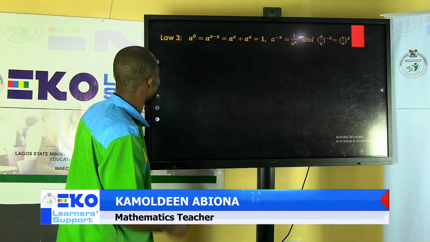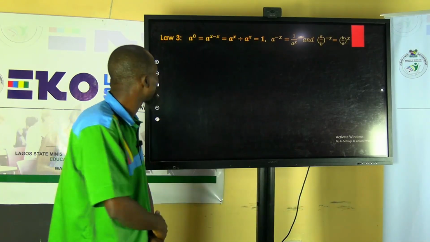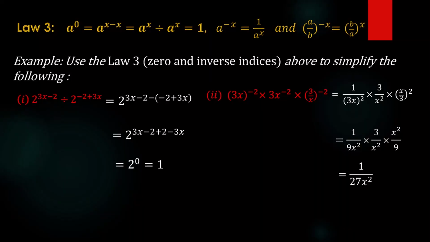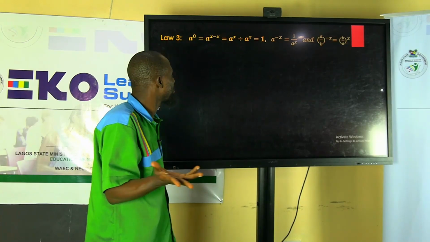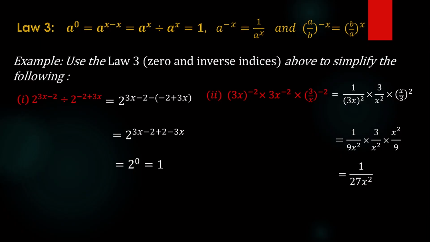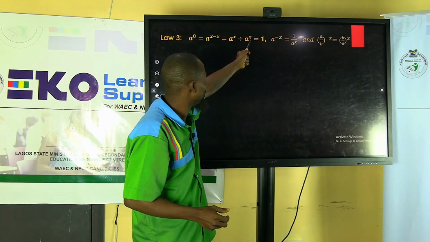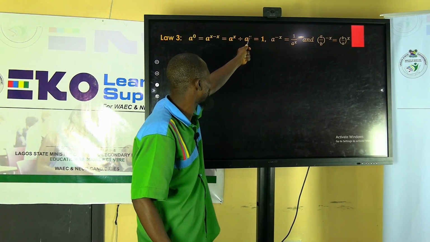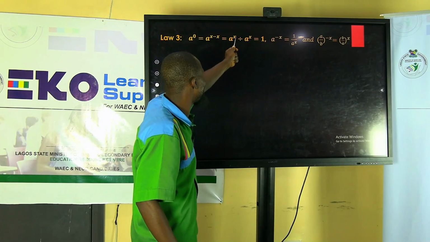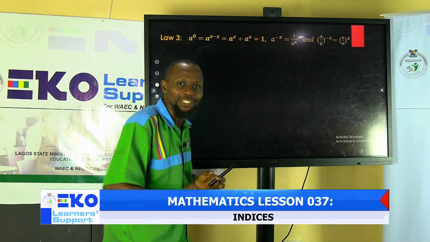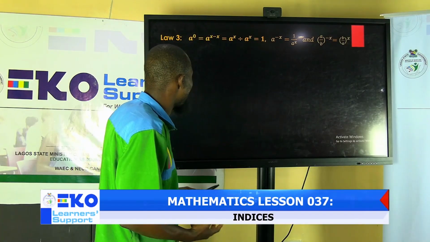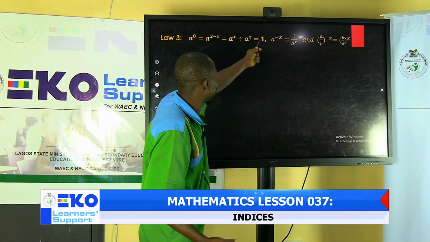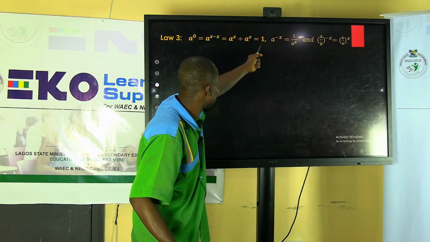So let's go to rule 3. Rule 3 says a raised to power 0 is the same thing as a raised to power x minus x. X minus x is 0. At the same time, it's still the same thing as a raised to power x divided by a raised to power x. If you apply rule number 2, you have this one to be x minus x. And when you divide by the same thing, you get 1. Is that clear?